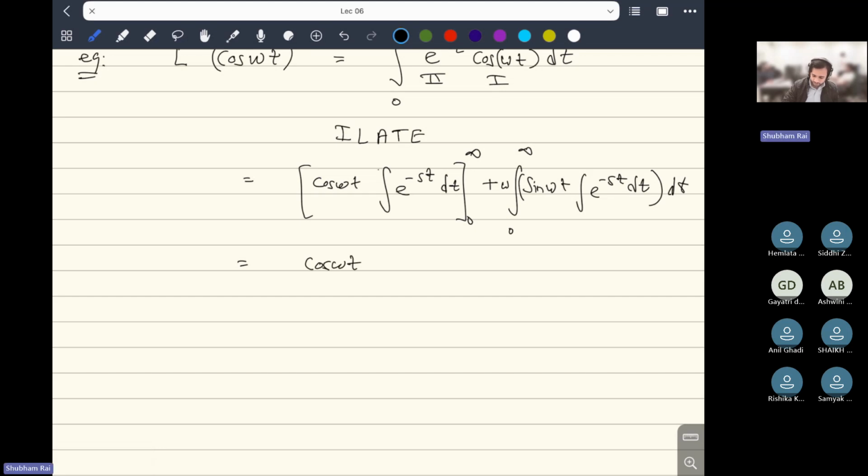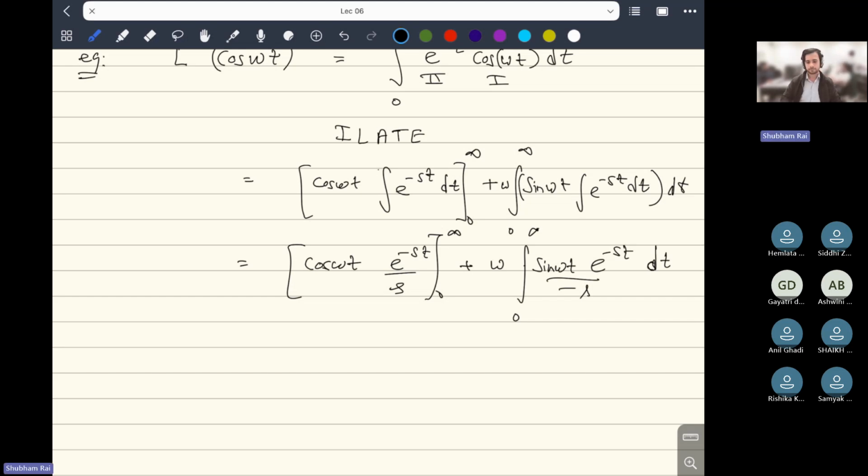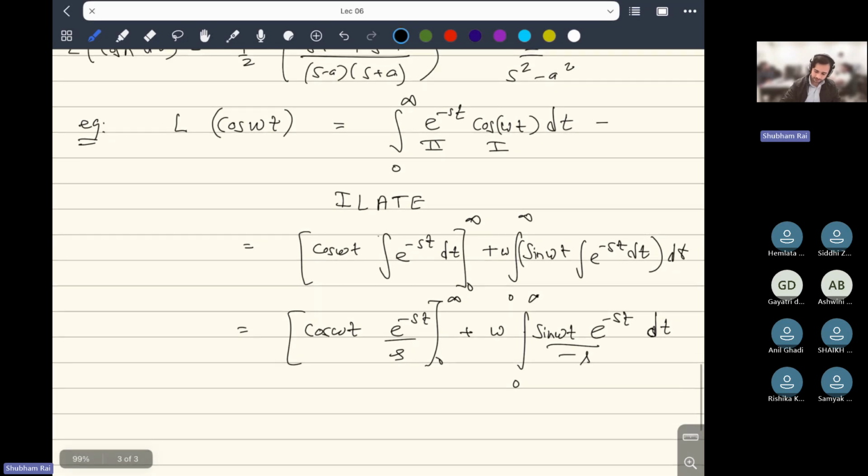Then you have cos omega t times e raised to the power minus st divided by minus s. This whole thing will go from 0 to infinity, and then plus omega, then you have integral 0 to infinity, sin omega t, and here you have e raised to the power minus st divided by minus s again, and then you have dt again. So you have to do it one more time. So let's call it integral I.